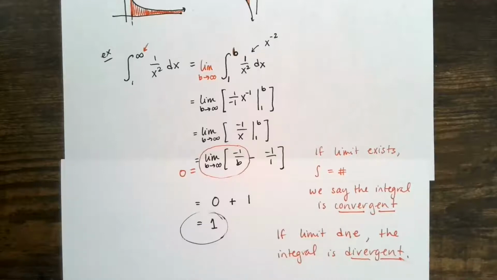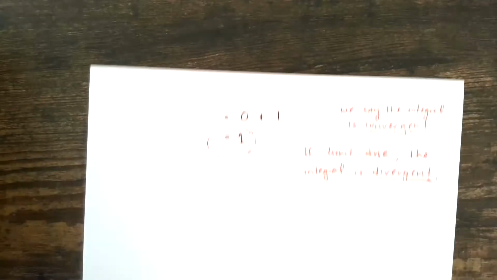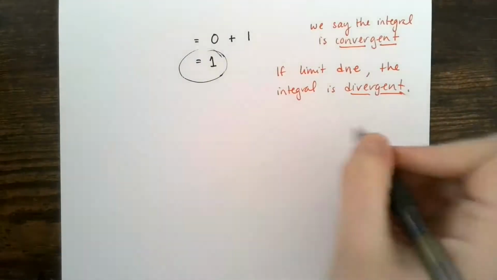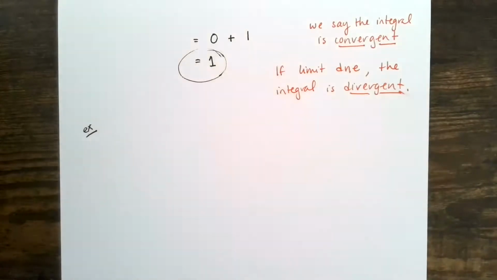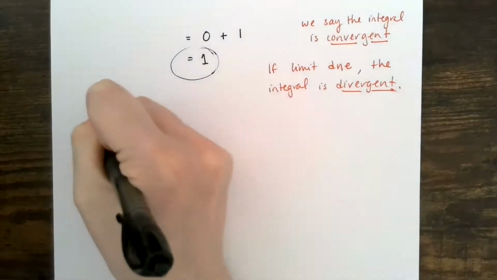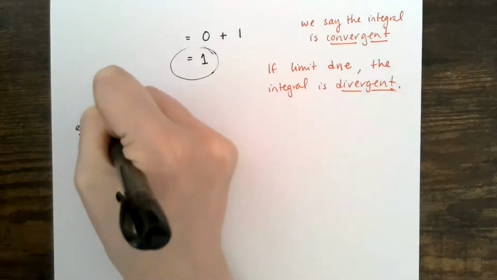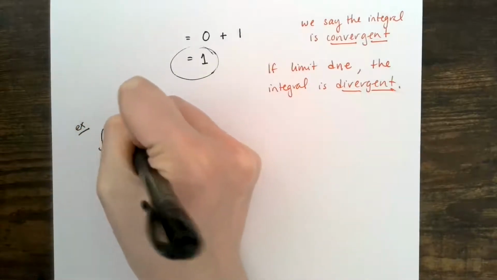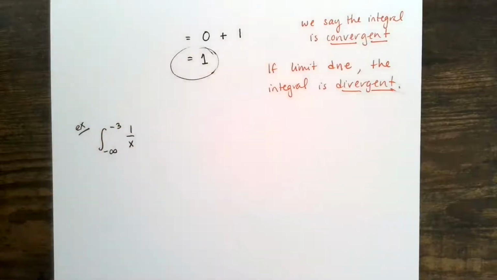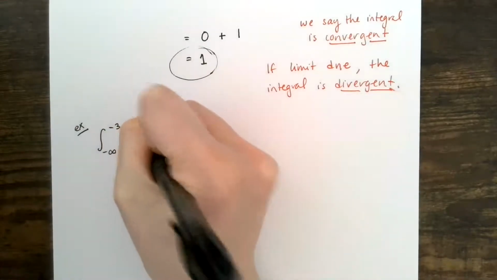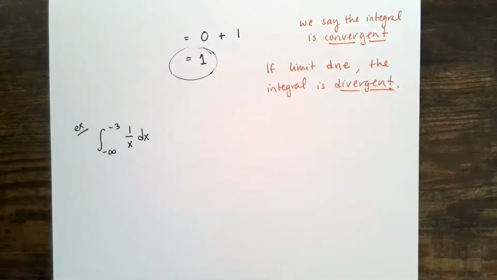All right, so we're going to jump into one more example here. The example that we're going to do is the second one from the list at the beginning. The integral from negative infinity to -3 of 1 over x dx. Now I encourage you to pause this video right here, try this on your own, and then start playing me again and check your answer. But you're also welcome to just watch it.